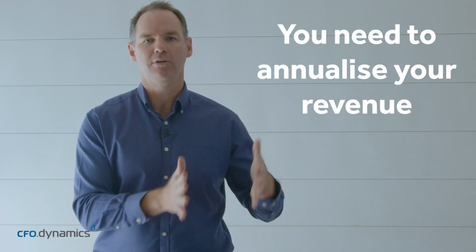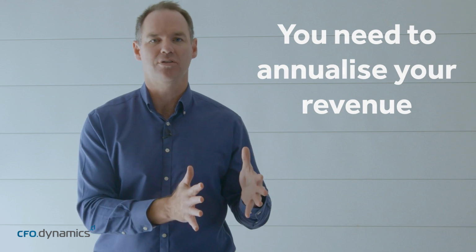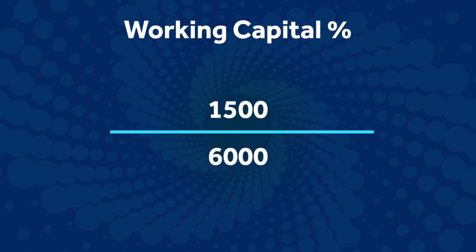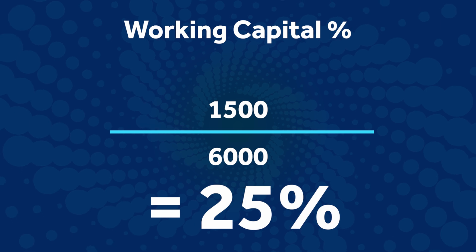So for example, if I want to look at the month and I've done $1,000 worth of revenue for the month, then I need to use $12,000 as that number. Continuing on that example of $1,500 worth of working capital, let's say in the course of a year I have $6,000 worth of revenue, my working capital percentage will be 25%.